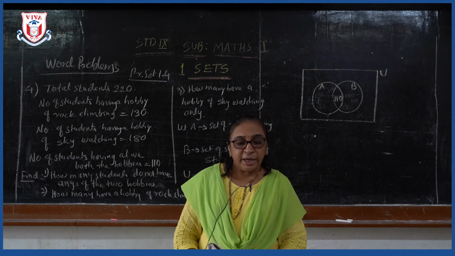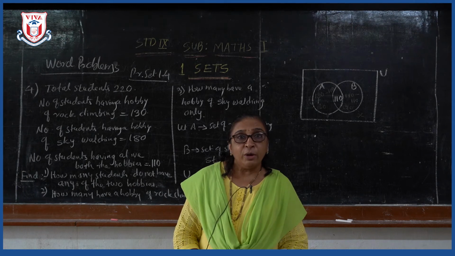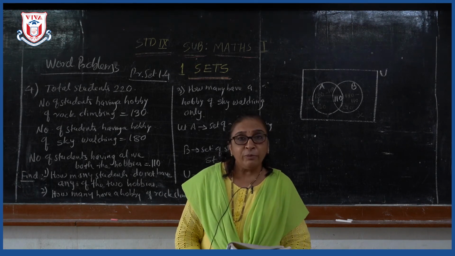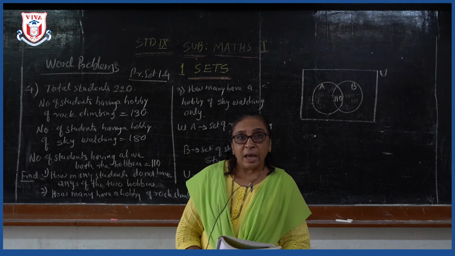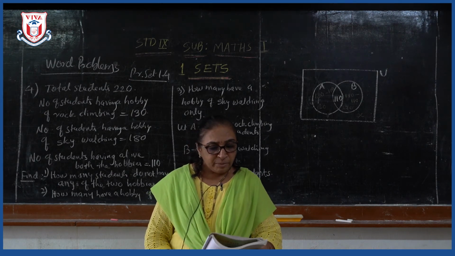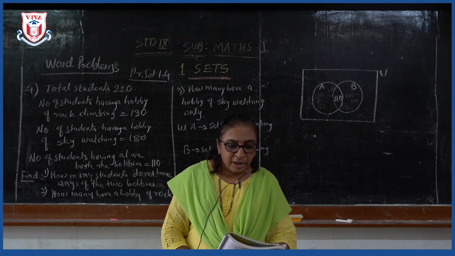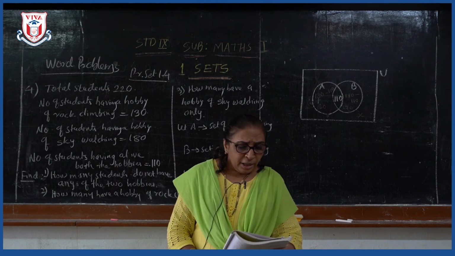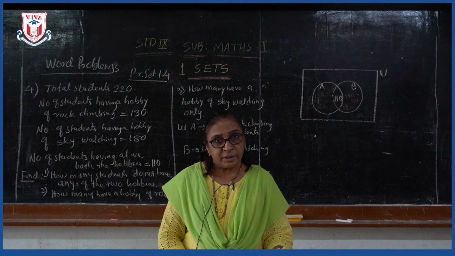First I am just reading it. A survey was conducted to know the hobby of 220 students of class 9th, out of which 130 students informed about their hobby as rock climbing and 180 students informed about their hobby of sky watching. There are 110 students who follow both the hobbies. Then how many students do not have any of the two hobbies?